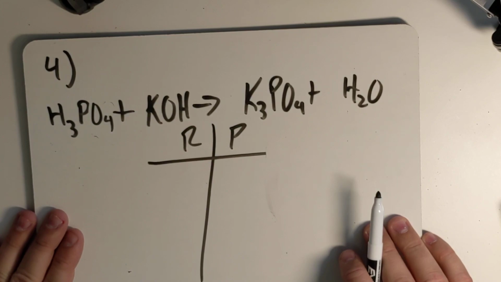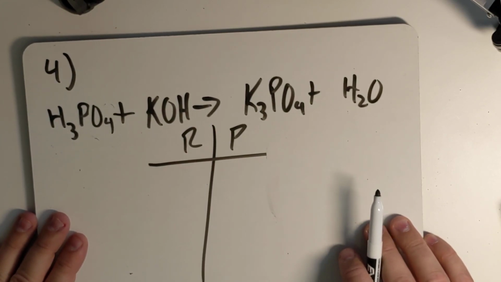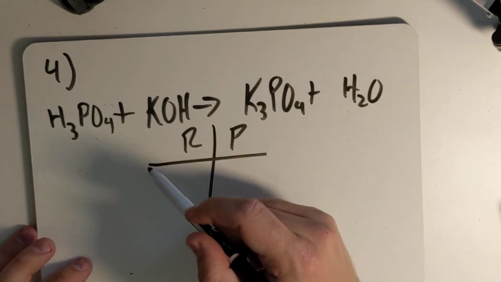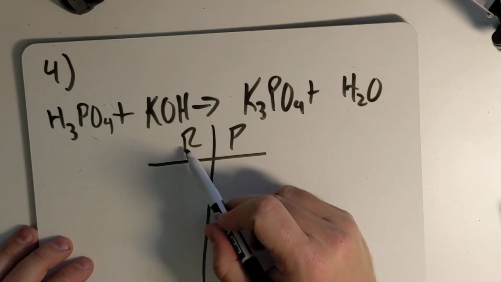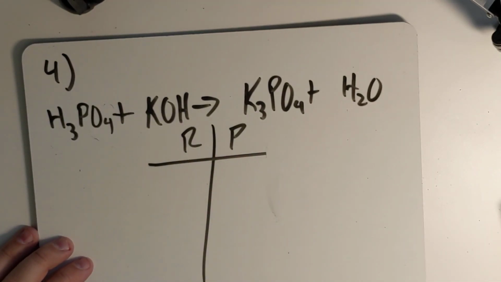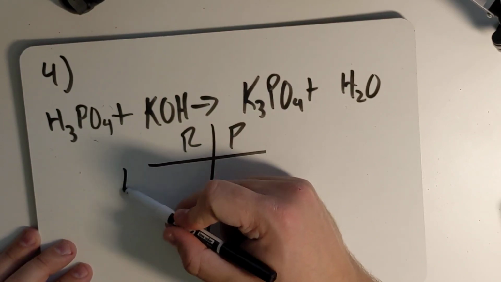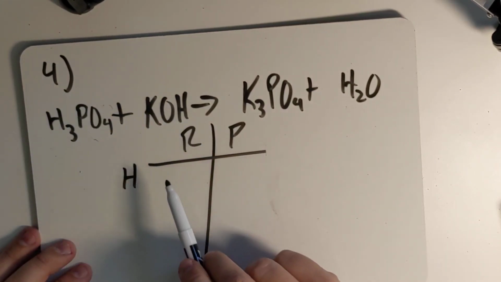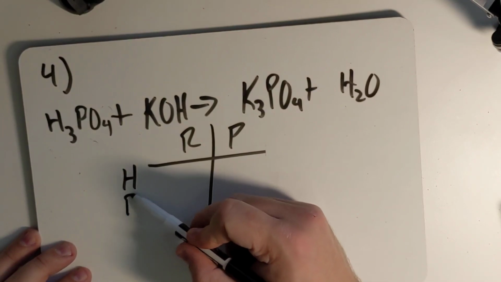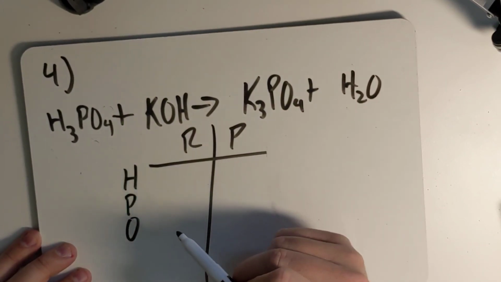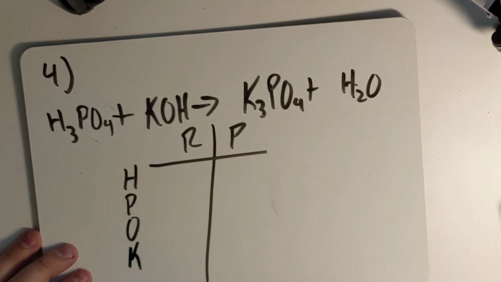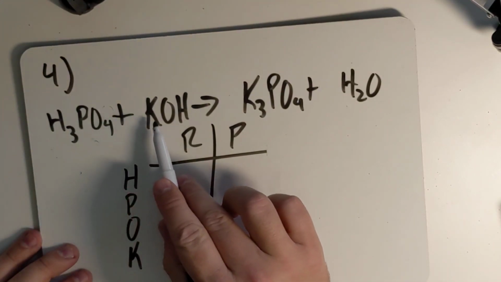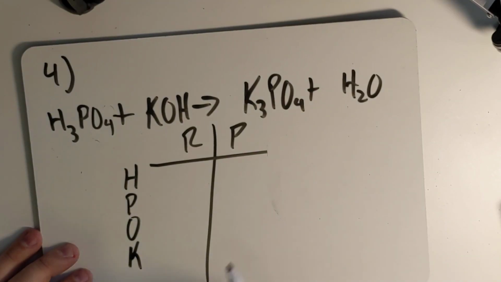So let's take a look at the different elements that we have on either side. When you're doing this, you want to make sure that you only write down each element once on the left-hand side, because remember, we're counting all of them combined for the reactant side. We're counting all of them combined for the product side. So we have hydrogen, and it's in 2 elements. Then we have phosphorus. Then we have oxygen. And then we have potassium. HPOK. Yeah, that looks right.